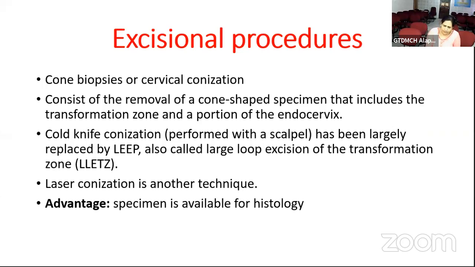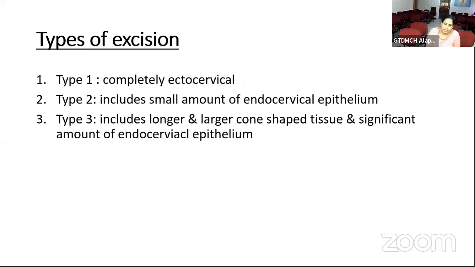Excisional procedures. Cone biopsies or cervical conization can be done. They consist of the removal of a cone-shaped specimen that includes the transformation zone and a portion of the endocervix. The cold knife conization, performed with a normal scalpel, has been largely replaced by LEEP, also called large loop excision of the transformation zone. Laser conization is another technique. Advantages: the specimen is available for histology. All the excisional procedures will give you a specimen for future examination and for record. Excision can be of three types. Type 1 is only the ectocervical excision. Type 2 includes a small amount of endocervical epithelium. Type 3 includes a longer and larger cone-shaped tissue, and a significant amount of endocervical epithelium is also removed.